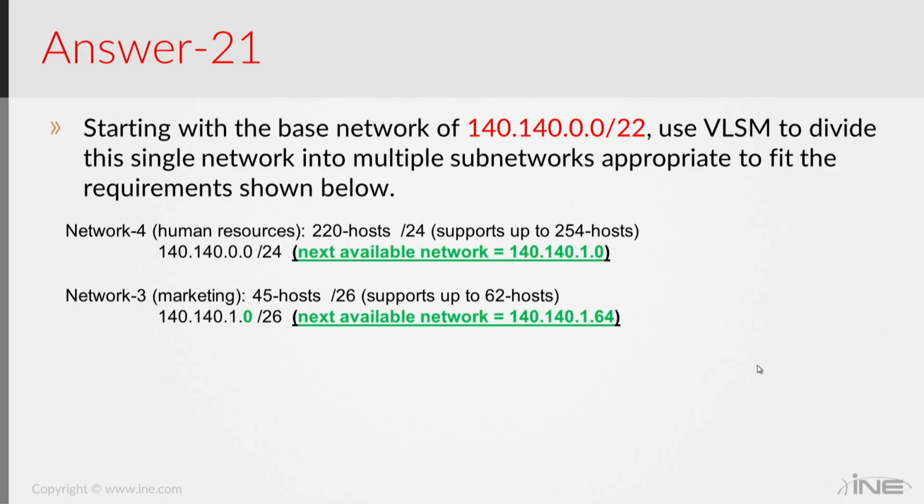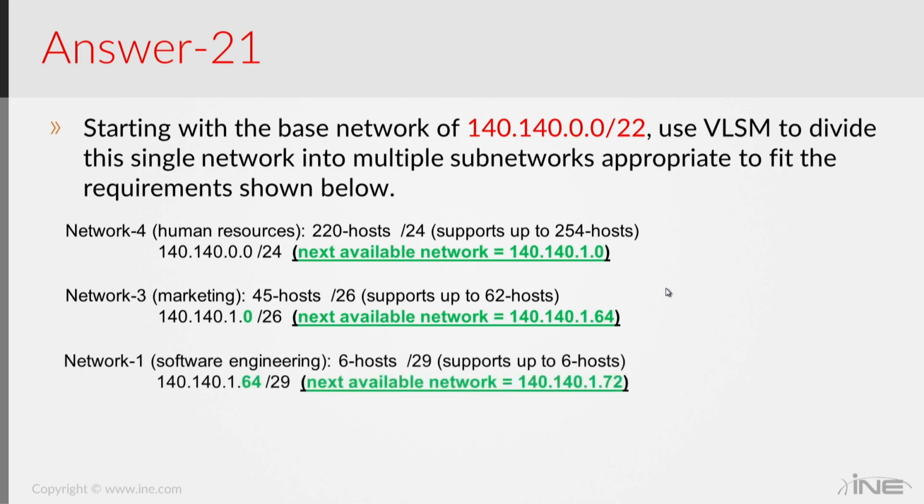A /26 is an appropriate subnet mask to support 45 hosts. Our networks are always going to be in multiples or increments of 64 with a /26. So we take our existing network of 1.0, we add 64 to it, and that gives us 1.64. That's what we place on our next smallest network.